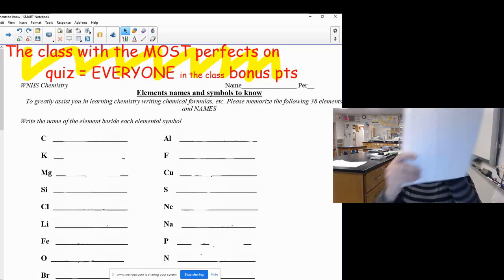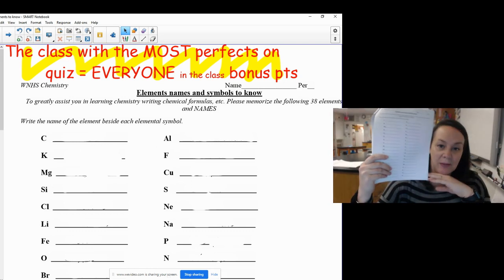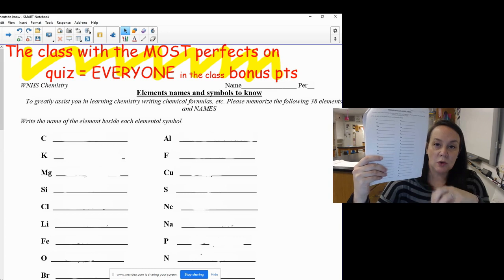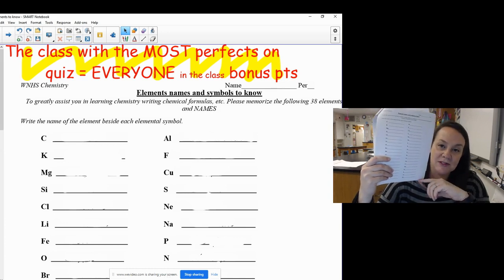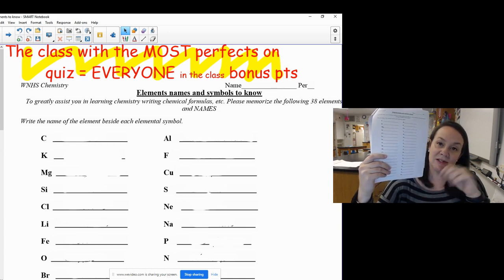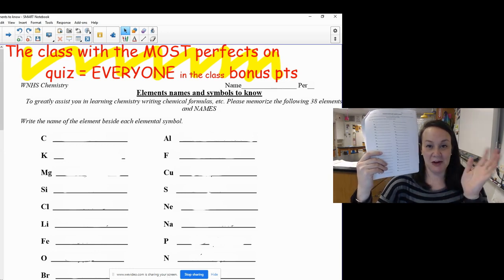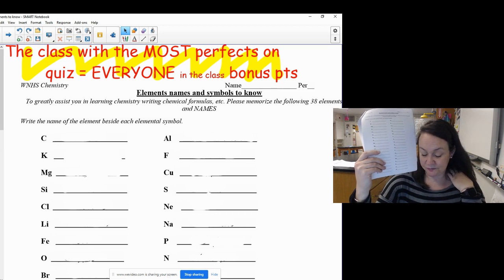And then in the packet, we skipped this a long time ago: elements, names, and symbols to know. Eventually we're going to give you a quiz at some point over the elements, names, and symbols, but we're going to do it in class in paper and pencil because it would be way too easy if you had a periodic table and could just be like, oh yeah, see, it's carbon.